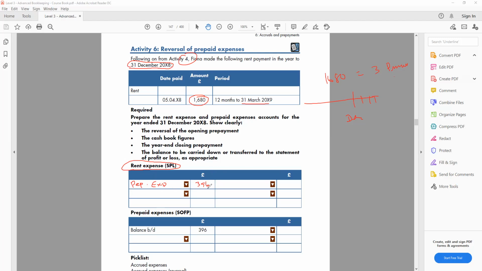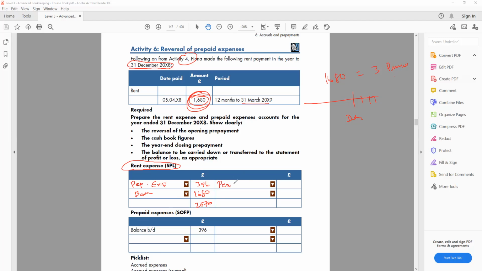But this year, obviously, we need to consider this year. We have to say how much is the total. So from the bank this year we paid 1680. So the total expense for the rent for this year is 2076, 396 plus 1680. But inside of the 1680, 3 months is for the prepayment. So I have to minus the three months prepayment.